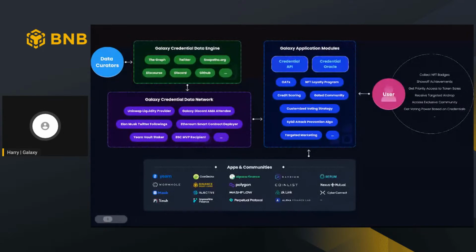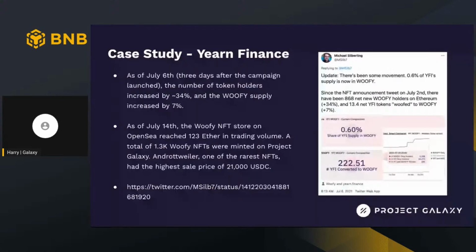I also want to showcase some of the case studies that we did with top-tier projects and how they leveraged the Galaxy infrastructure to increase engagement and protocol usage. For example, Yearn did a campaign in order to reward existing Woofy token holders with NFTs. They also wanted to use these NFTs to incentivize new people to come in and hold on to that token.